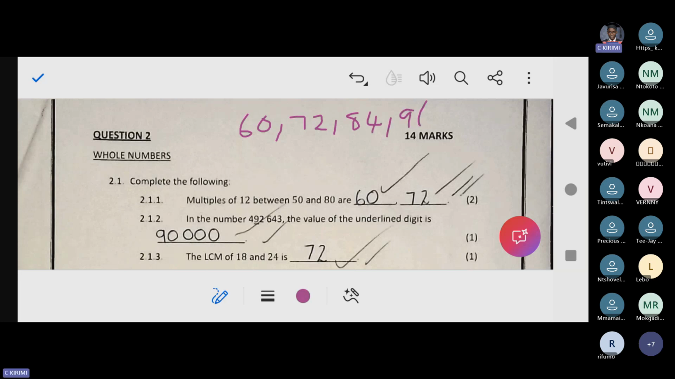We add again, we have 96. But the instruction is saying these are multiples of 12 because they can be divided by 12 without leaving a remainder. If they leave a remainder, then it's not a multiple. However, we are only interested in the multiples of 12 between 50 and 80. If I am to choose 84, 84 is not less than 80. So that's why the answer was only 60 and 72.